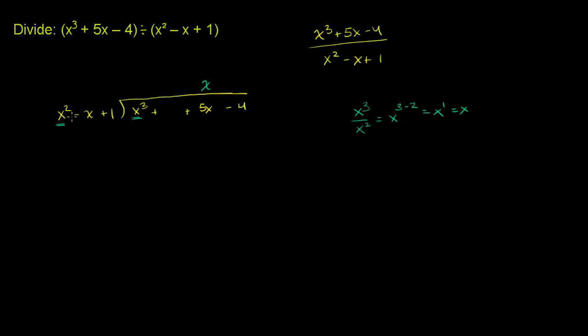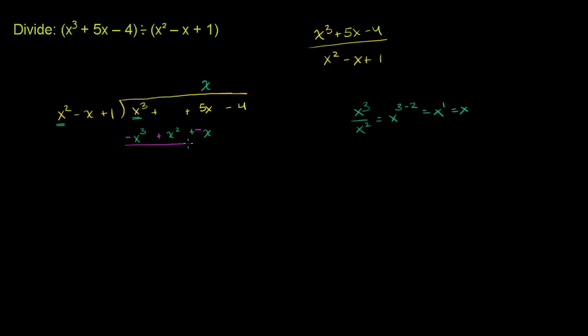And we multiply x times this entire thing. X times x squared is x to the third. X times negative x is negative x squared. X times 1 is positive x. And now we want to subtract this whole expression from that whole expression. And that's the same thing as adding the opposite, or multiplying each of these terms by negative 1 and then adding it to these terms. So let's do that. So we have negative x to the third. Negative 1 times negative x squared is positive x squared. And then positive x times negative 1 is negative x.